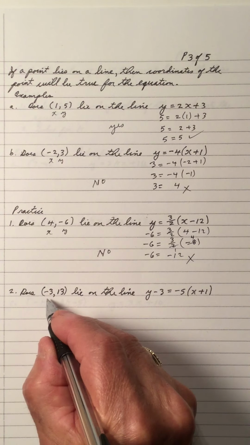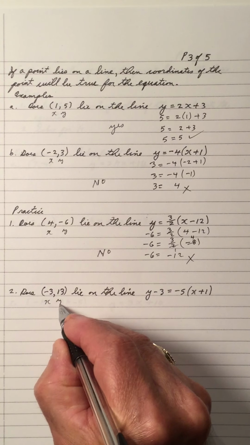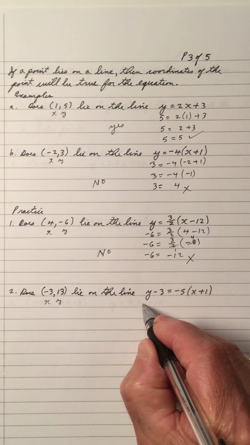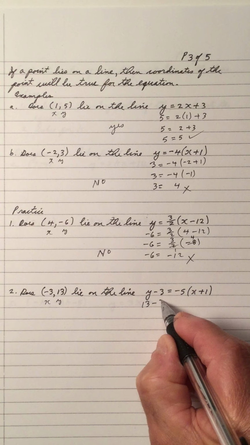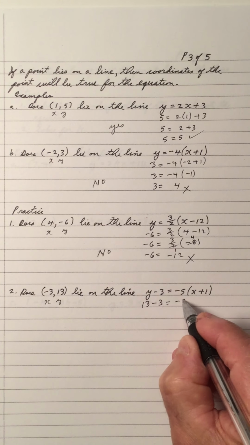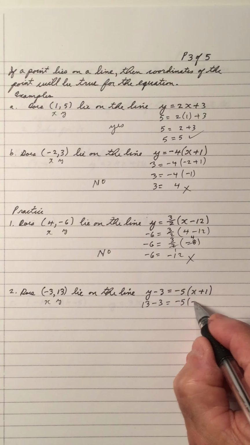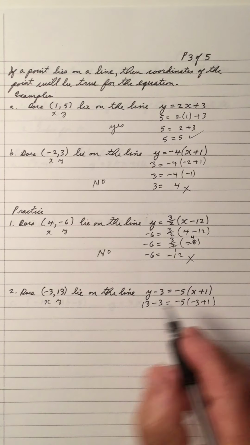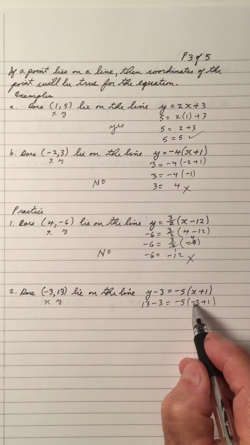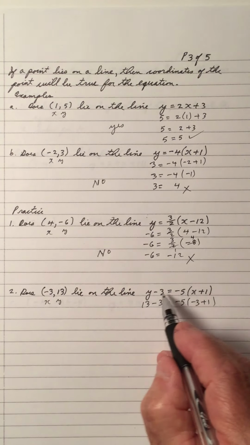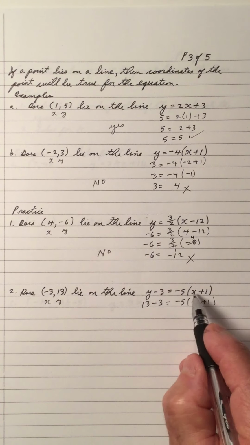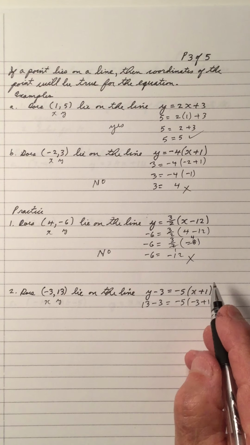And this one, negative 3 is x, 13 is y. So y is 13 minus 3 equals negative 5. And x is negative 3. So again, x is negative 3 right there. Y is 13 right there. Notice this is the point slope form of a line.